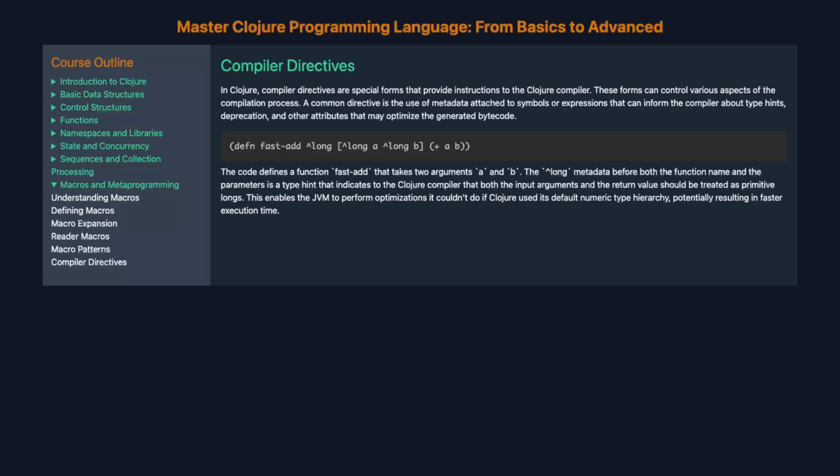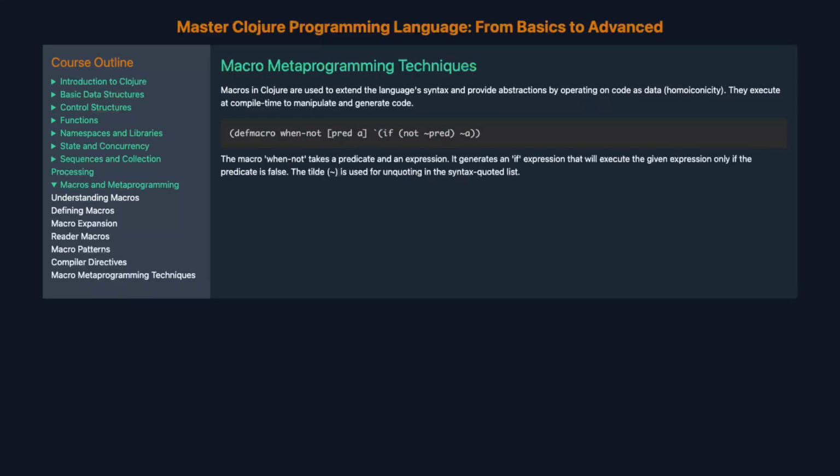Macro metaprogramming techniques. Macros in Clojure are used to extend the language's syntax and provide abstractions by operating on code as data, homoiconicity. They execute at compile time to manipulate and generate code. The macro when-not takes a predicate and an expression. It generates an if expression that will execute the given expression only if the predicate is false.